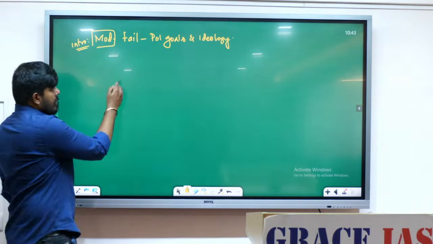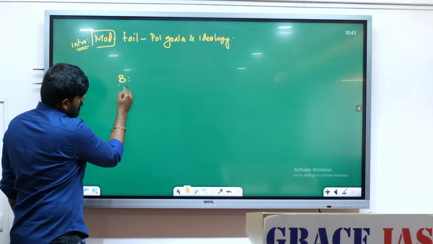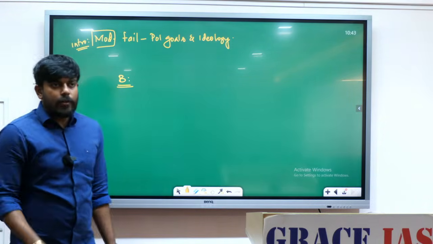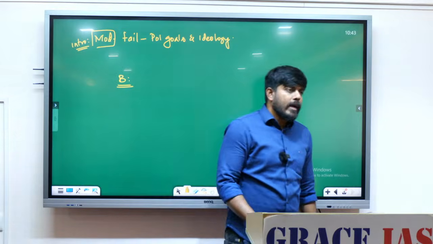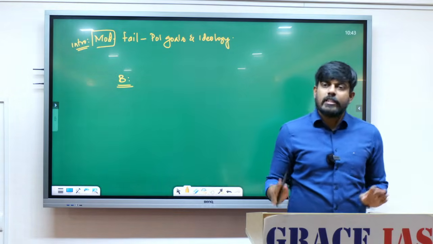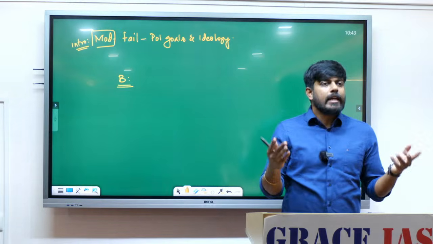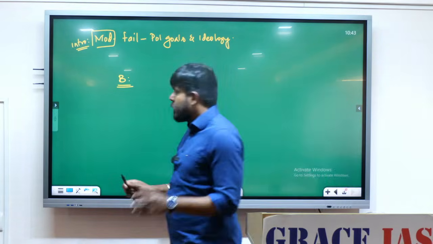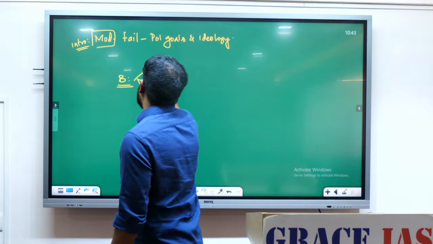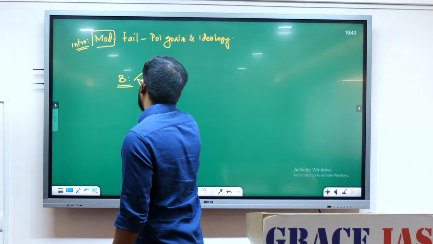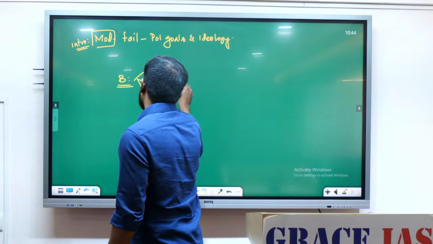So in body, what is the directive? Why. Simple or complex? Simple. So you don't have to bring anything else. So in body, there are three parts. First you have to talk about ideology. Second one you have to talk about the political goals. Lastly you have to talk about the failures.